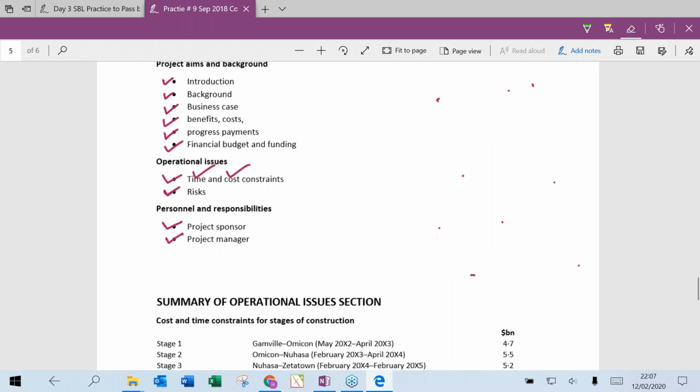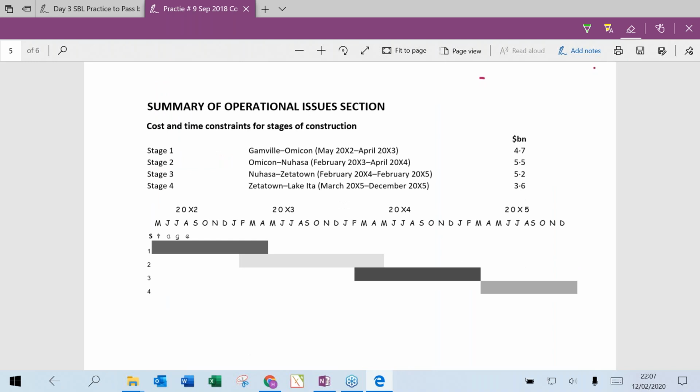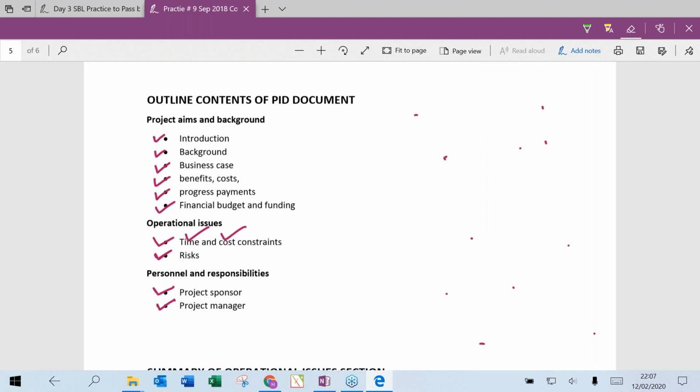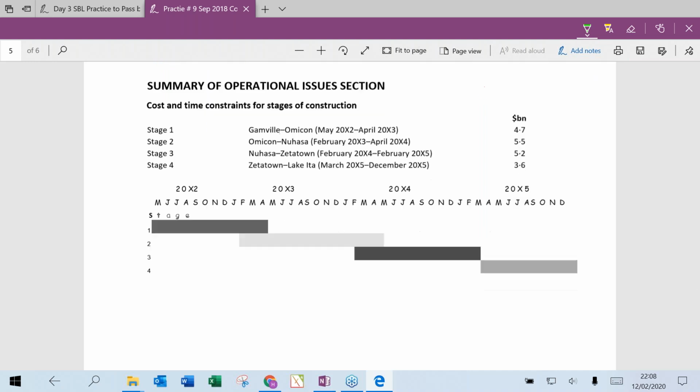Now, what is the second thing? Summary of operational issues. Now, many students, 90% of the students, got confused about this thing. They know PID, project initiation document. They know that. But what the hell is this? Summary of operational issues, cost and time constraints for stages. Now, this is something which has been prepared by Oliver. Stage 1, stage 2, stage 3, stage 4, and the cost of each stage, I think. And then there's some diagram. There's a year.